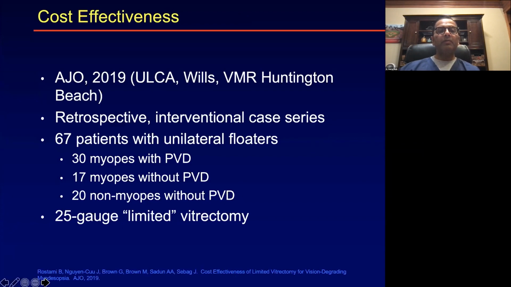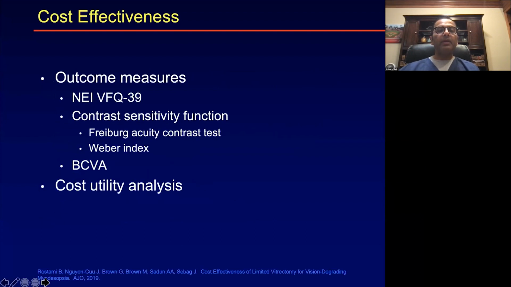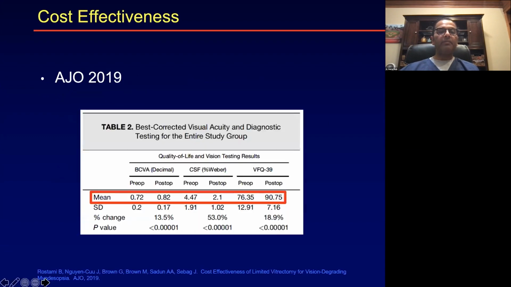This was another study from 2019 of unlimited vitrectomy. And again, when I do a vitrectomy for these patients, I think it's important to remove the hyaloid, make sure you have a PVD, induce a PVD. Typically, they should have a PVD if you've picked the right patients, and then do vitrectomy for them. And these are the outcome measures in this study with contrast sensitivity. They also did a cost utility analysis as well.